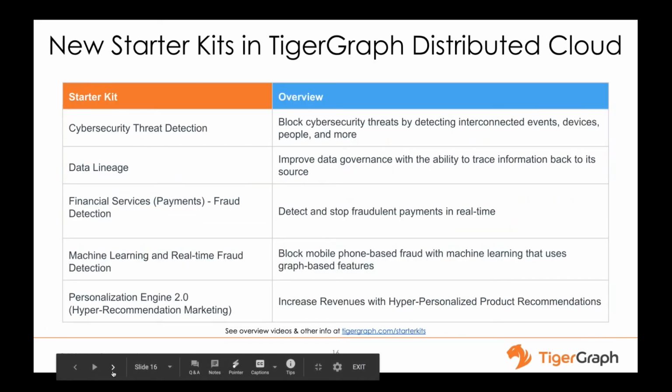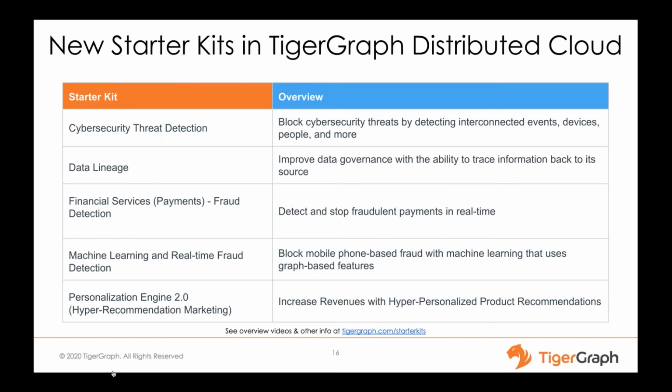In the first half of this year, we also added a few new use cases in the TigerGraph Cloud environment. They include cybersecurity threat detection, data lineage, and financial payment and machine learning use cases. For the recommendation engine, we also reached the 2.0 version for hyper-personalized marketing.